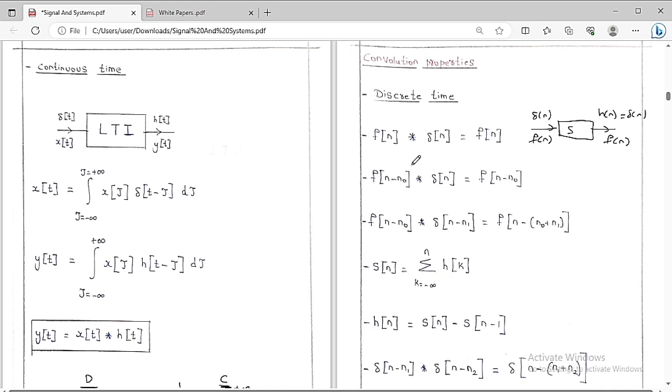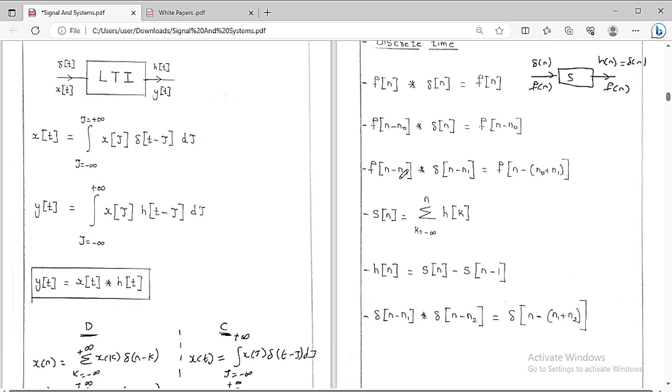I have already told you, whatever signal you convolve with the unit impulse signal, the same signal you are going to get back. So if you do the convolution of any signal with delta of n, the same signal comes back. So f of n convolution delta of n is f of n, and f of n minus n naught convolution delta of n is f of n minus n naught.